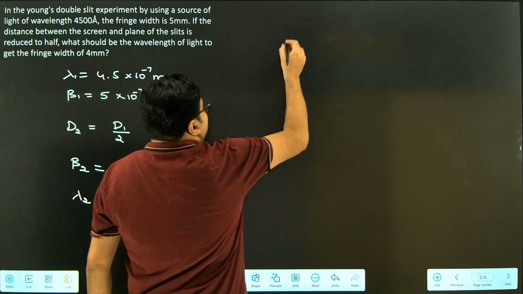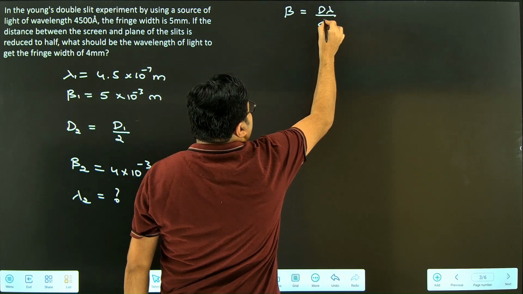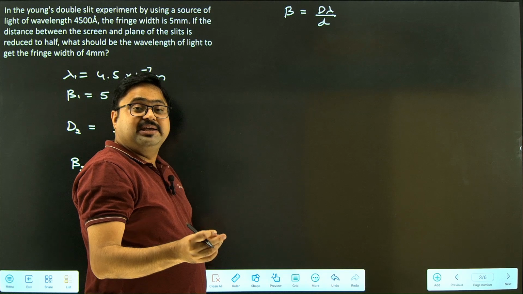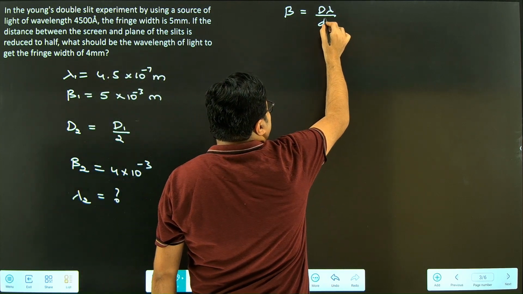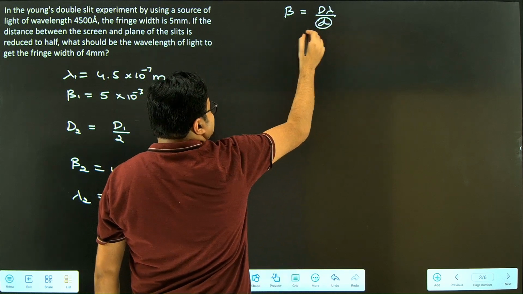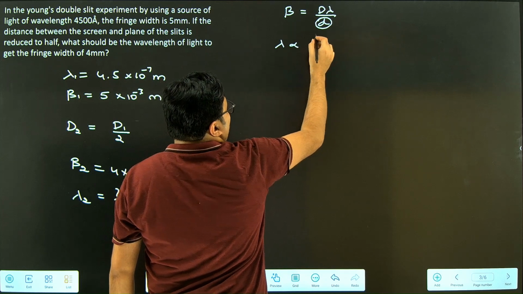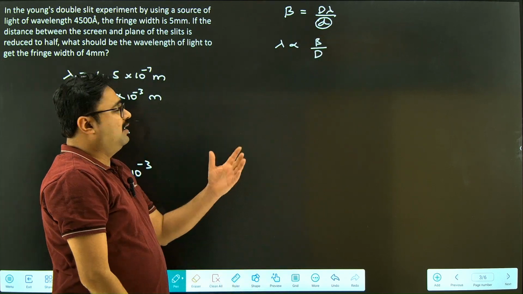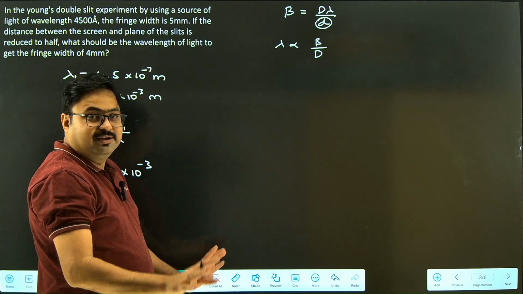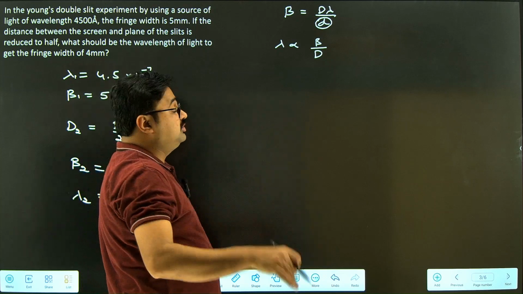We know that the fringe width beta is given by D lambda divided by d. The small d is the distance between the two slits, and that remains a constant. If that is the case, you can establish a proportionality for lambda. Lambda is directly proportional to beta and is inversely proportional to D. Well, that's only a mathematical way of saying it, because lambda is the source of light, that remains a constant unless you change the medium.